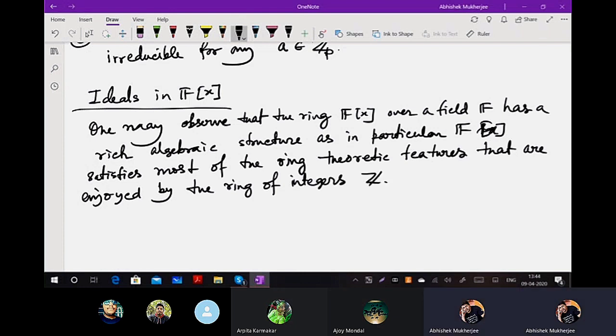One important property that both the rings have is the division algorithm. We have the division algorithm in Z, and we have also proved it in F[x]. And using this division algorithm, one can have many properties that are common to both Z and F[x].